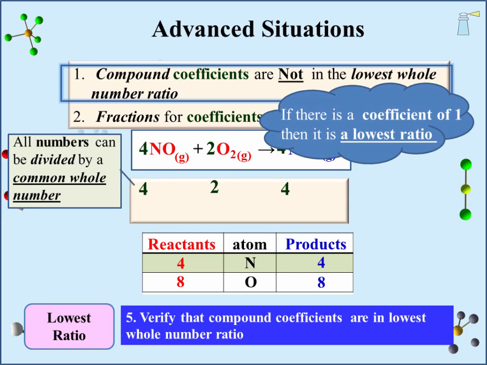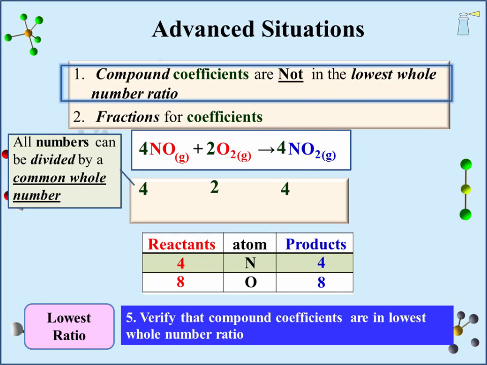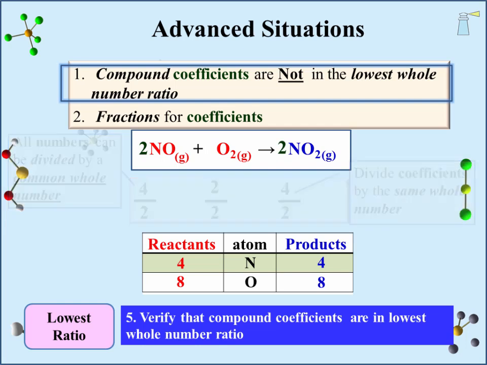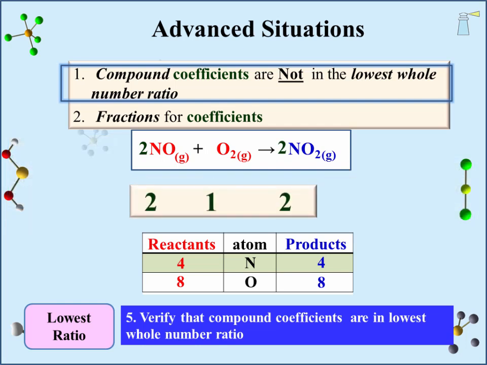So, if there are no 1s, then check all numbers to see if they can be divided by a common whole number. If that common whole number exists, divide all the coefficients by the same whole number value. In this equation, all the coefficients are even and can therefore be divided by 2. 4 divided by 2 is 2. 2 divided by 2 is 1, and 4 divided by 2 is 2. As usual, 1s are not included as coefficients. They are implied. This new ratio of coefficients satisfies Rule 5.